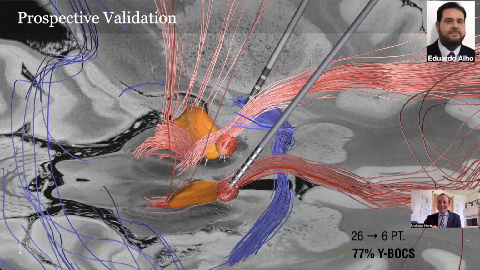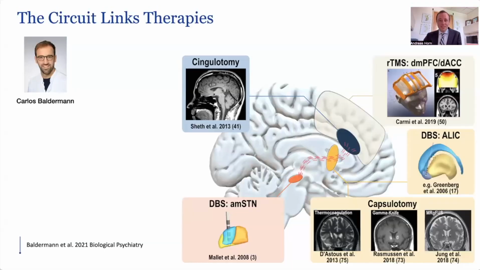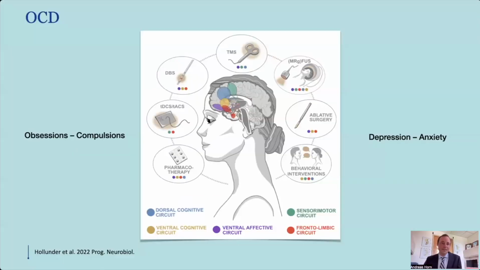So this is first anecdotal evidence, but it shows a prospective validation of this tract that we hope to build upon in the future. And in fact, the tract makes sense if you look at the history, right? There's cingulotomies that help for OCD. There's capsulotomies that help. There's DBS in the ALIC here. There's DBS here. There's TMS up here. So it really seems to be this network of the ACC to the STN. And of course, there's a cortico-basal ganglia thalamocortical loop that is at play here.